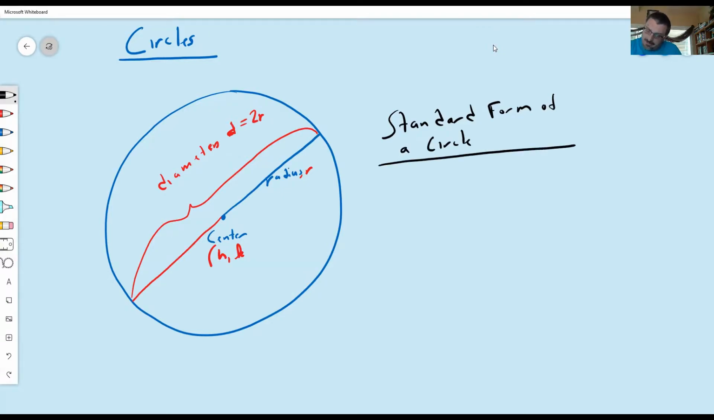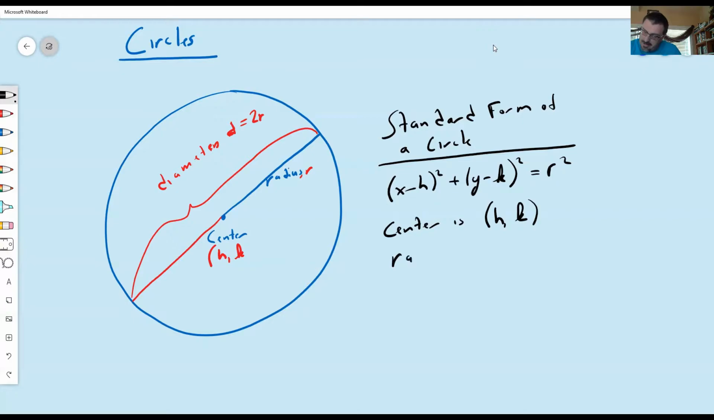It looks something like this: (x minus h) squared plus (y minus k) squared equals r squared. The center is defined as the point (h, k), and the radius r is the square root of r squared.